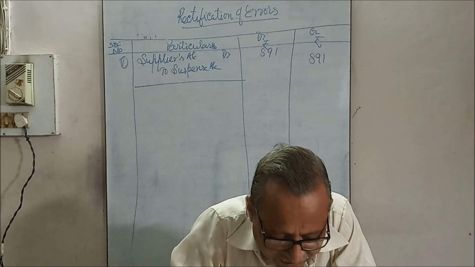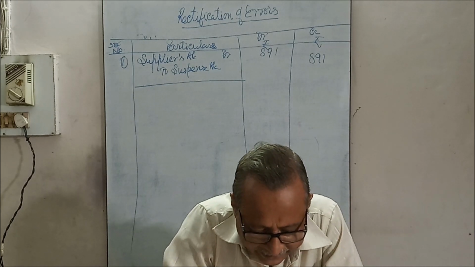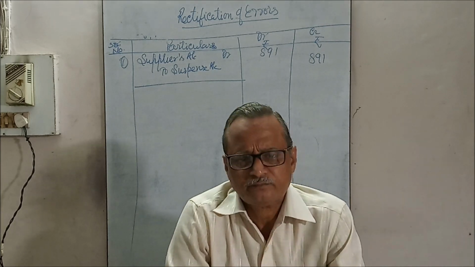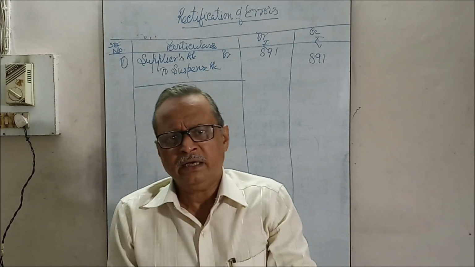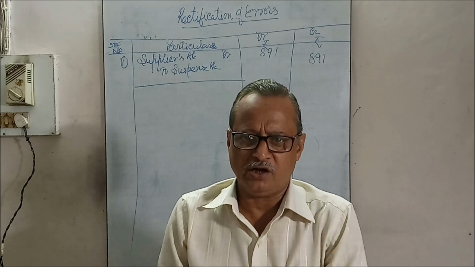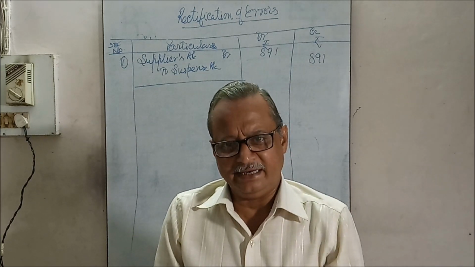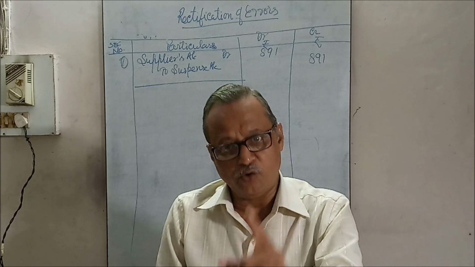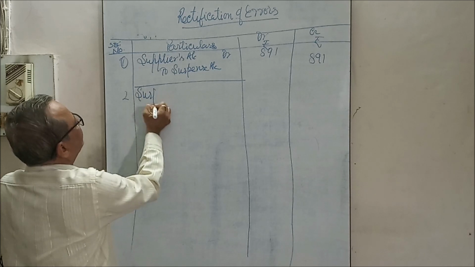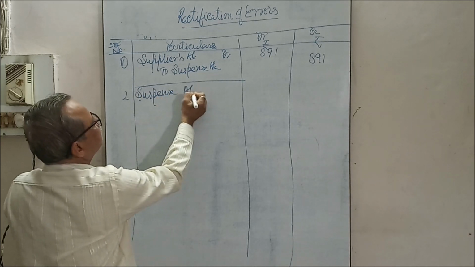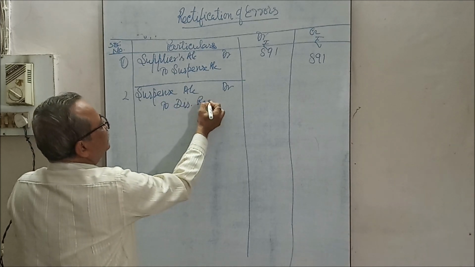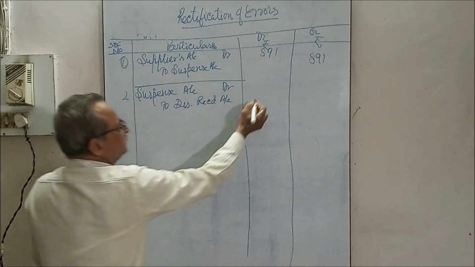Now, 75 received as discount from creditors was duly entered in his account but was omitted to be posted in discount account. It is discount received. It is a type of income, it should be credited but was omitted to be posted in discount account. It was not posted in the credit side of discount account. So here we will pass the entry for it. Suspense account debit to discount received account, rupees 75.